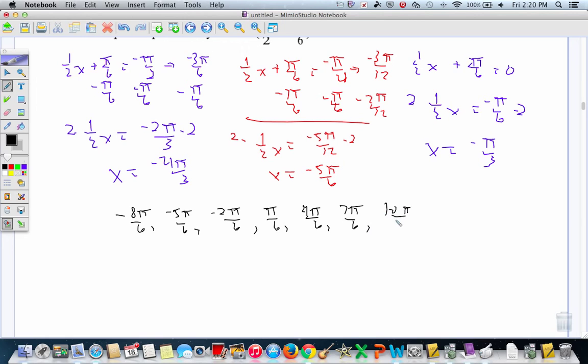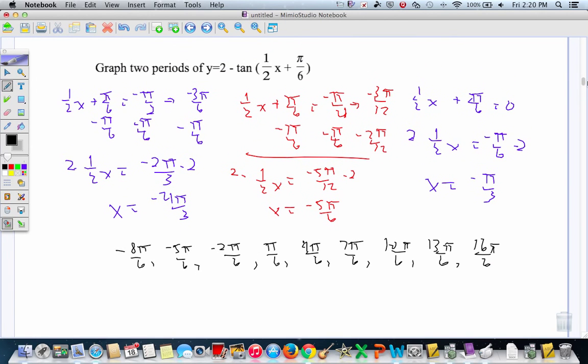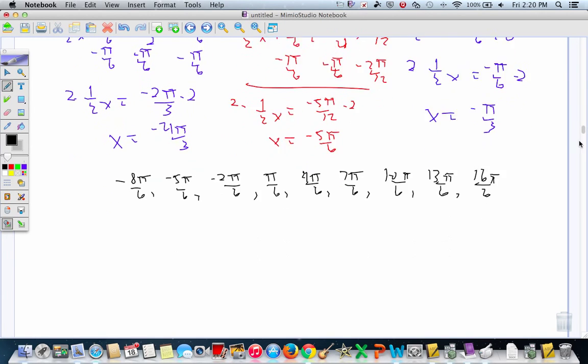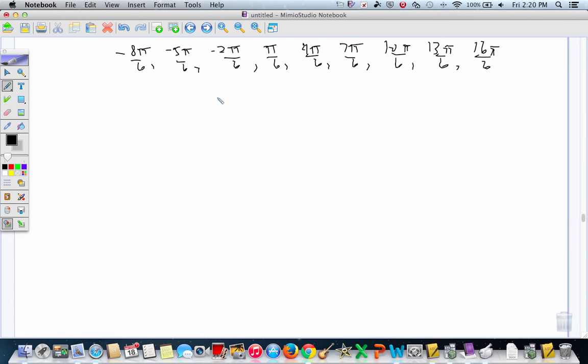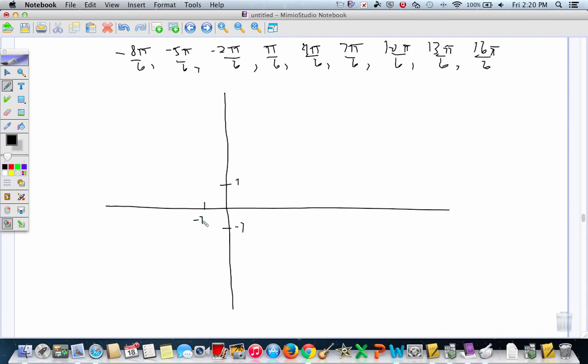See, we're adding 3, so we'll go to a positive pi over 6, 4 pi over 6, 7 pi over 6, 10 pi over 6, 13 pi over 6, 1, 2, 3, 4, 5, 6, 7, 8. I need one more to get my 2 periods worth. Paying attention here, I have a negative amplitude and I have a vertical translation of 2. So let's start with our points here. So an amplitude of 1.